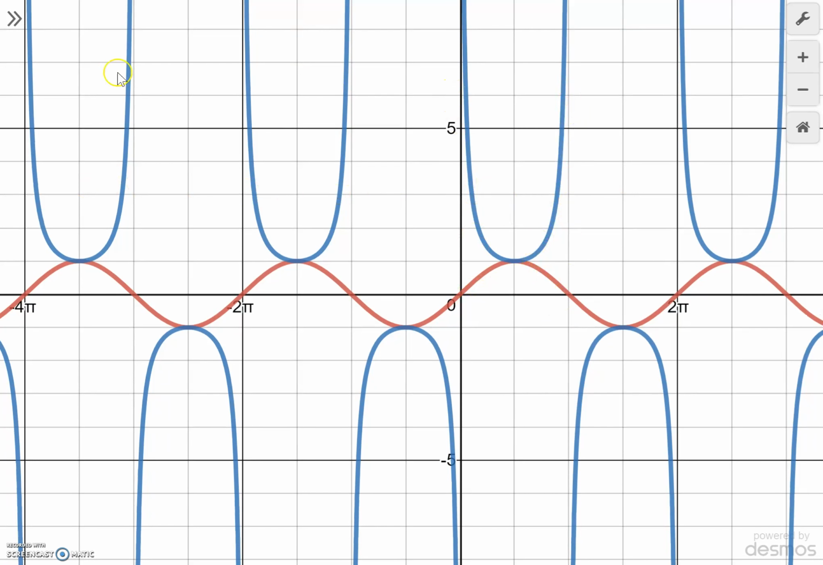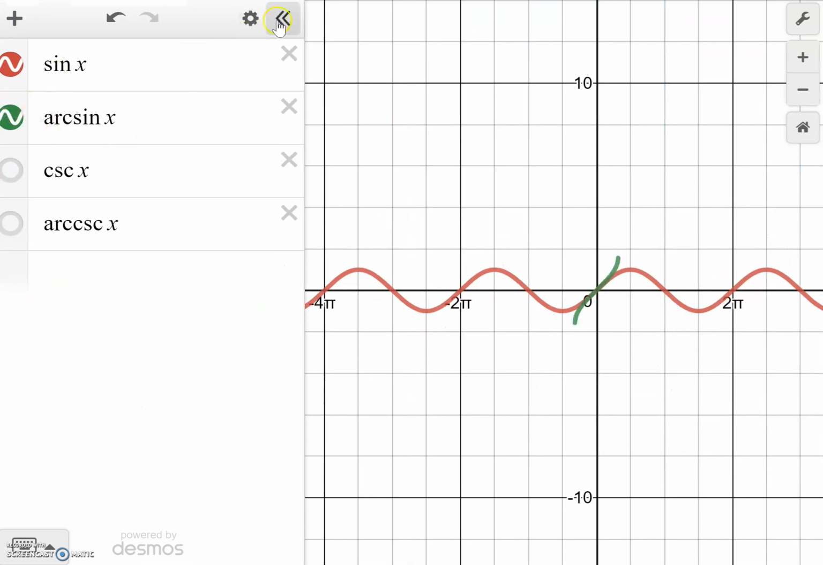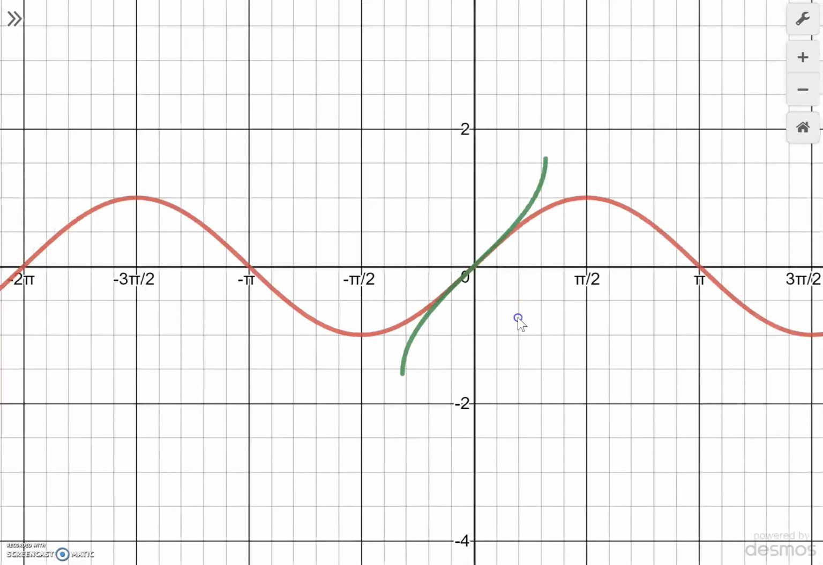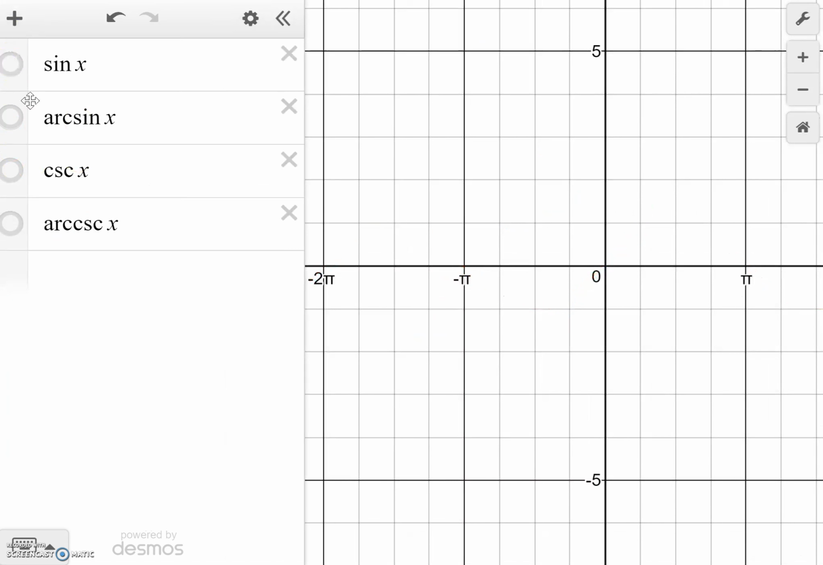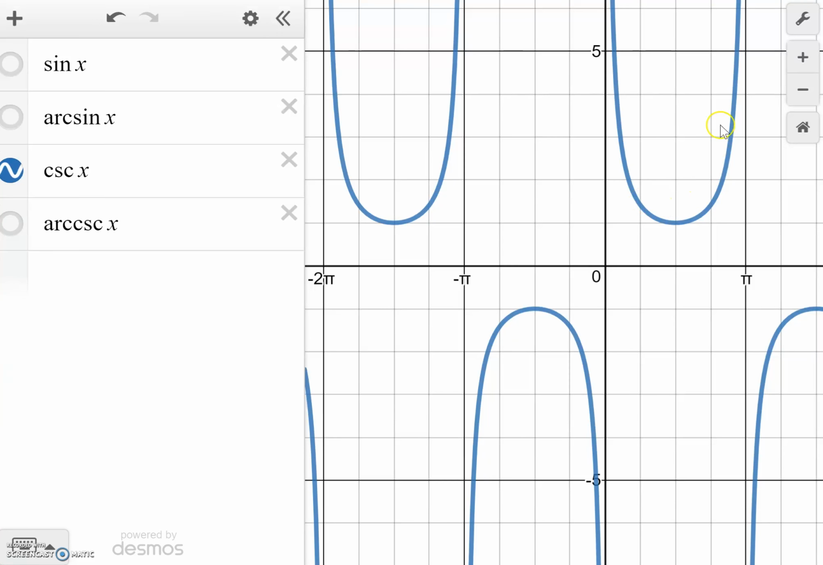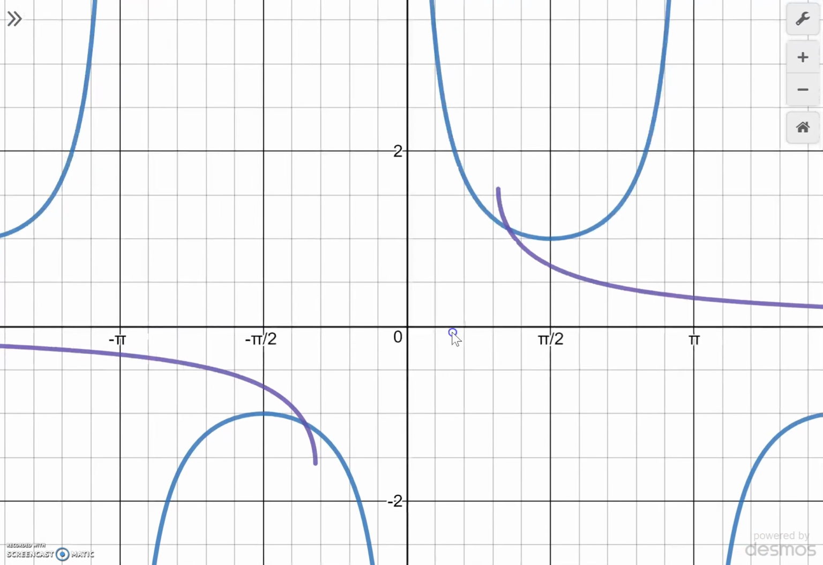So all this blue stuff, that is the graph of cosecant. Just like the graph of sine and inverse sine, let me turn inverse sine back on. We don't keep all of the graph of sine. That would make the graph of inverse sine not a function. We don't keep the entire graph of cosecant, because the inverse cosecant would not be a function. So here is inverse cosecant's graph. Let's see if we can figure out where this comes from.